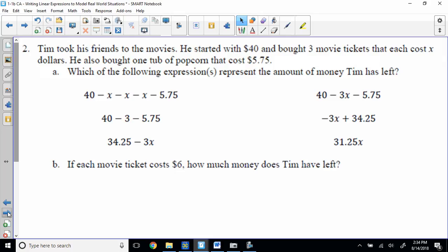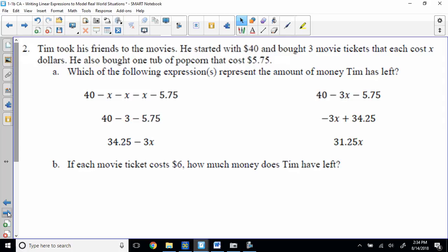Okay. Now, how many of y'all got a friend named Tim? Okay. Tim is taking his friends to the movies. He's a stand-up guy. He's got $40, and he bought 3 movie tickets that cost X dollars. He also bought 1 tub of popcorn that cost $5.75.